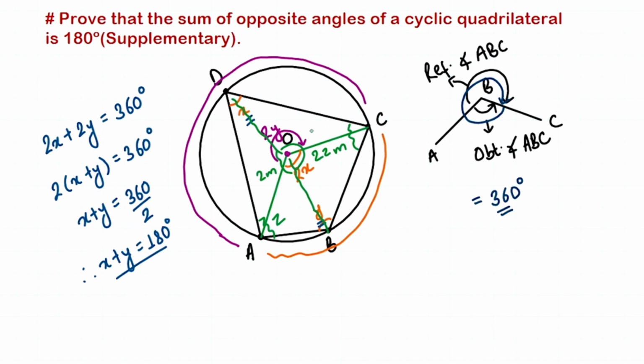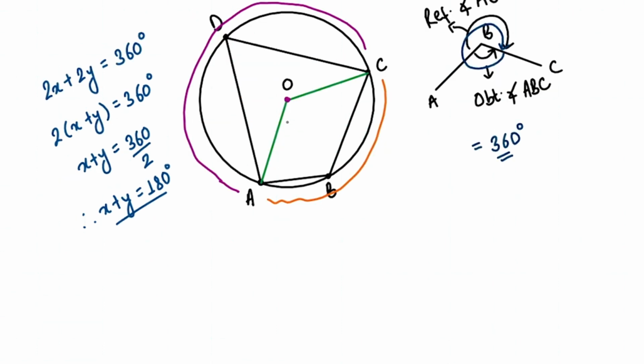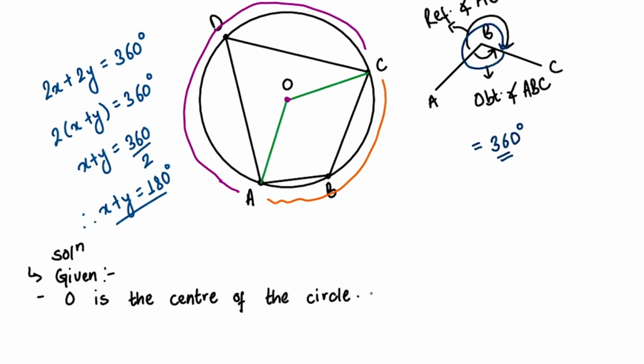Now, let's write this formally, okay? So I'll just erase all the rough things that we did over here. Now, let's prove this theorem formally. So first, we have our solution, and then we have our given. In our given, what we are going to write is O is the center of the circle, and ABCD is a cyclic quadrilateral. That's given in our question. So O is the center of the circle, and ABCD is a cyclic quadrilateral.